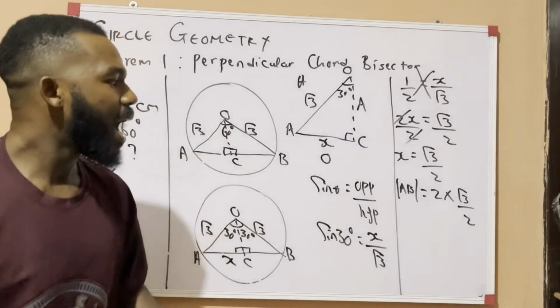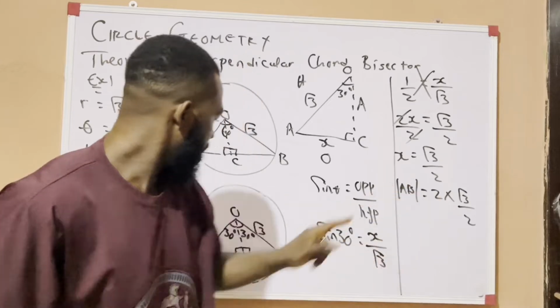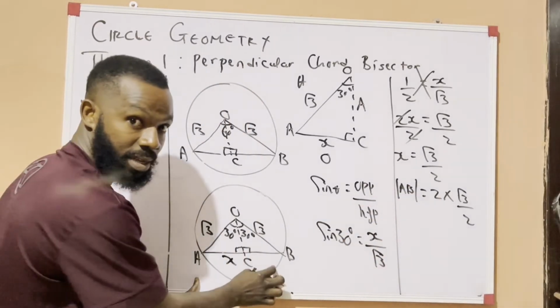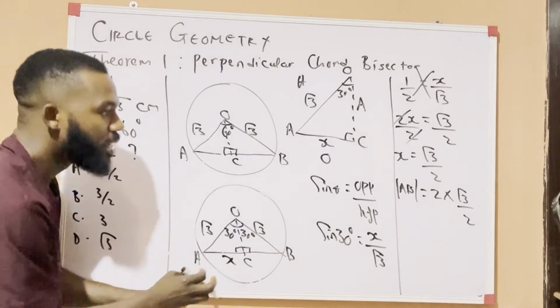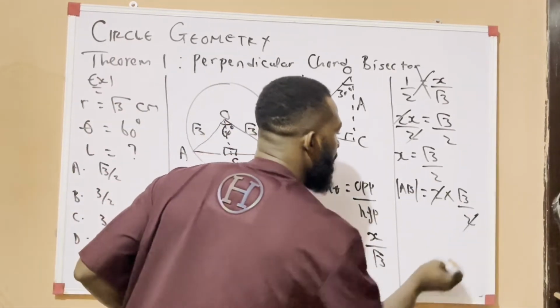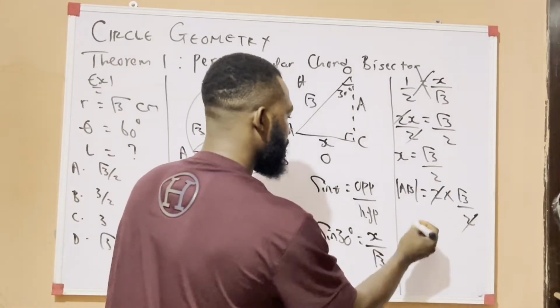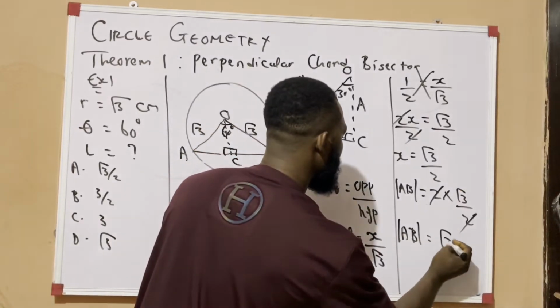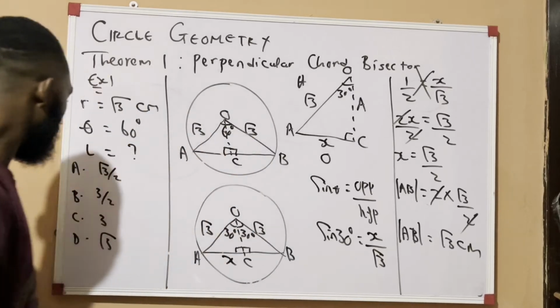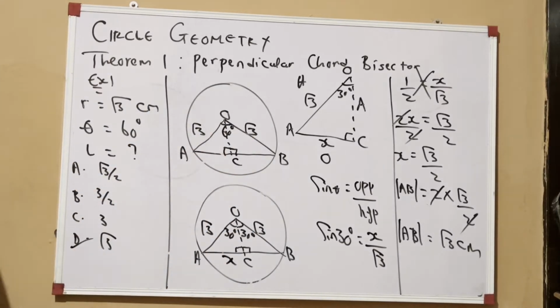Now the question is, how did I get 2? Because I have 2 sides here. How did I get root 3 over 2? The value of one of the side AC. So class, if 2 should cancel out 2, what do I have left? It means length AB now becomes root 3 centimeters, which of course is option D.